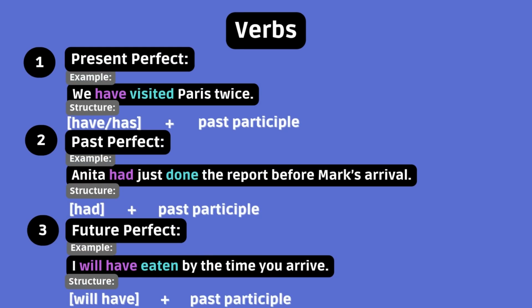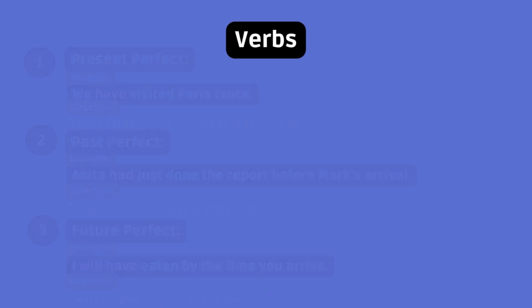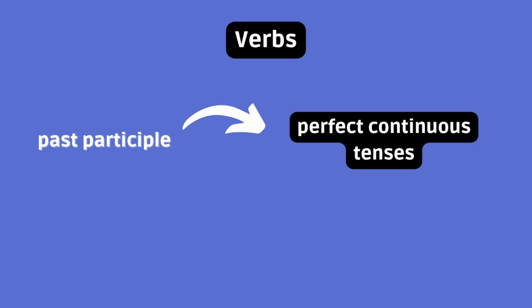Here, past participles are preceded by an auxiliary, the verb to have, in the present simple, past simple, or future simple. The idea is that the past participle carries the ongoing action expressed in a sentence. Remember that adverbs can squeeze in between the auxiliary and the past participle. You will also find a past participle in perfect continuous tenses.